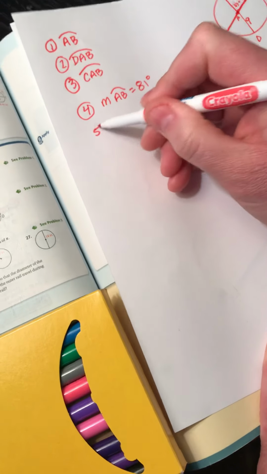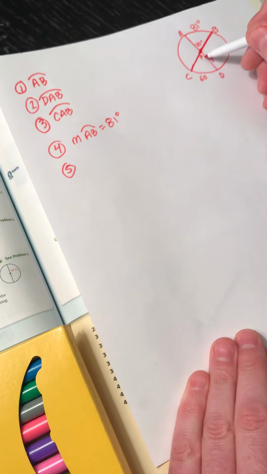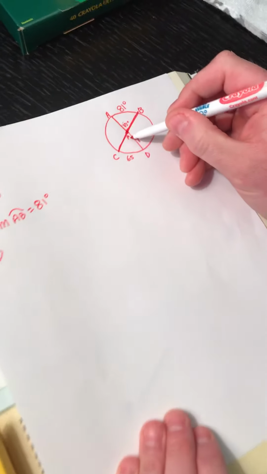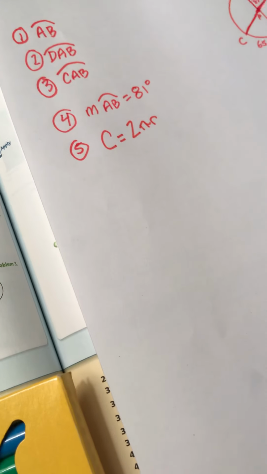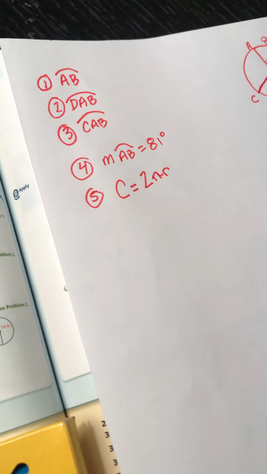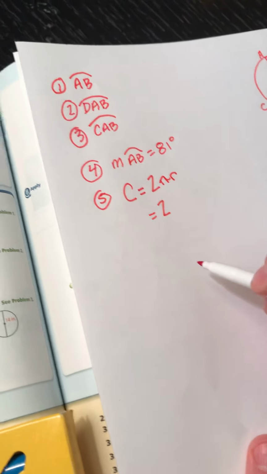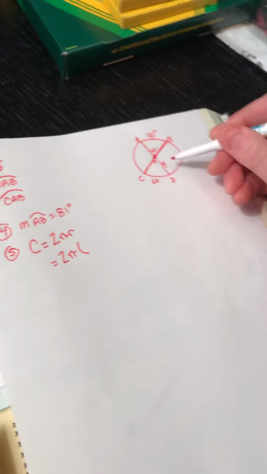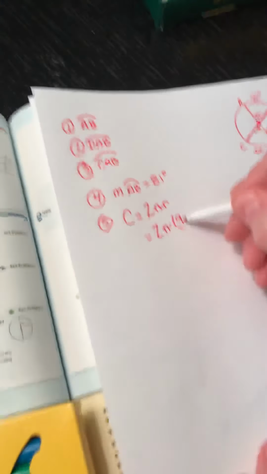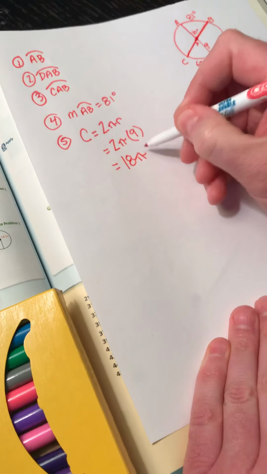Number 5 says, what is the circumference of circle P? There's the center of my circle, point P. Remember, circumference equals 2 pi r. Typically they want you to leave it in terms of pi. So the circumference is 2 pi, your radius is 9. So what is 2 times 9? It is 18. Your answer is 18 pi.